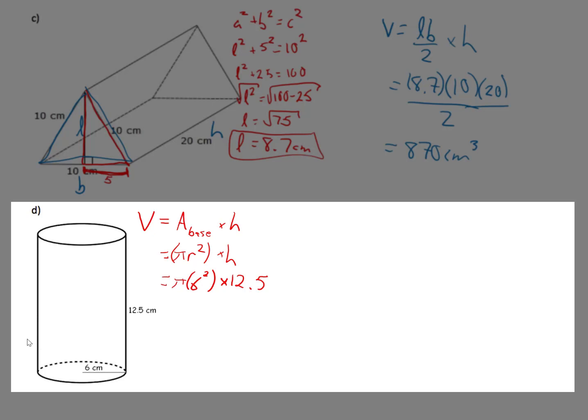Because I'm multiplying, I could multiply by pi first or last. It doesn't really matter which order I'm multiplying in. What I would do first is do the 6 squared. So I'd end up with pi times 36 times 12.5. And you should end up with 1,413.7 centimeters cubed.